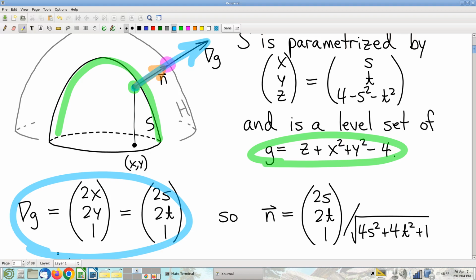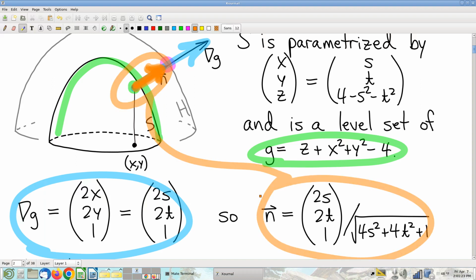It's very important that this surface be viewed as a level set, because it is the calculus of level sets that tells me about this perpendicular gradient. And once I have that perpendicular gradient, notice that the orange vector that I want is just the normalized vector. So take that blue vector, divide it by its own magnitude. There you go. And so we're in business.